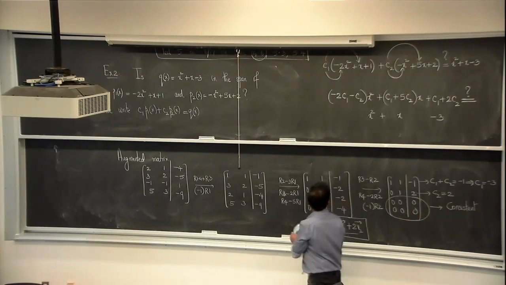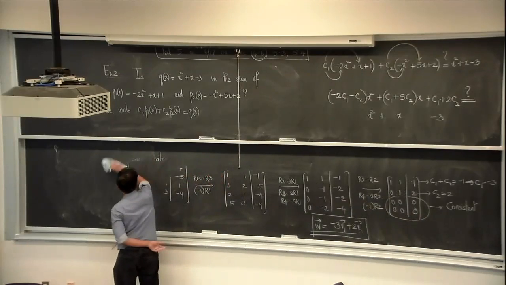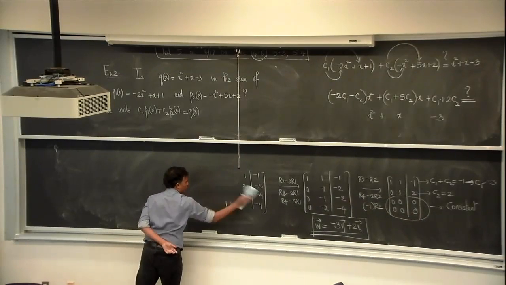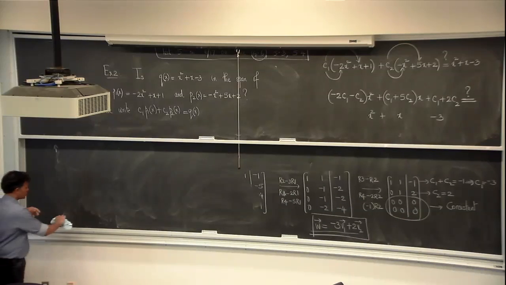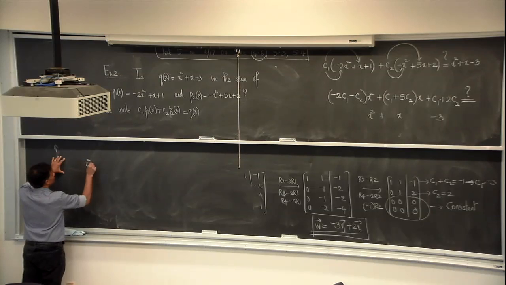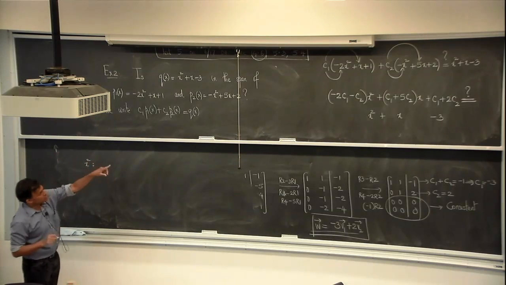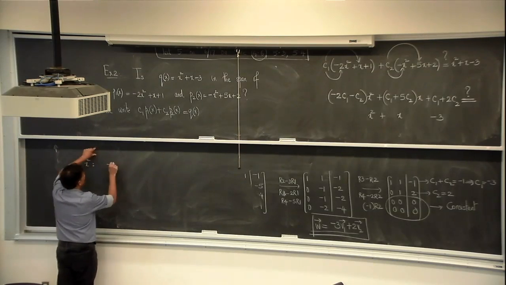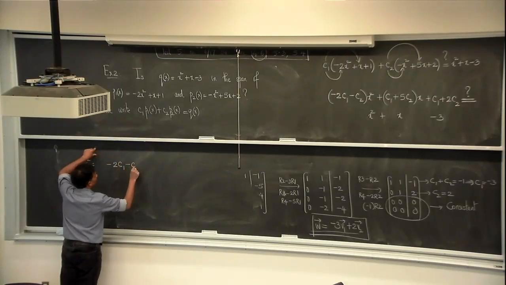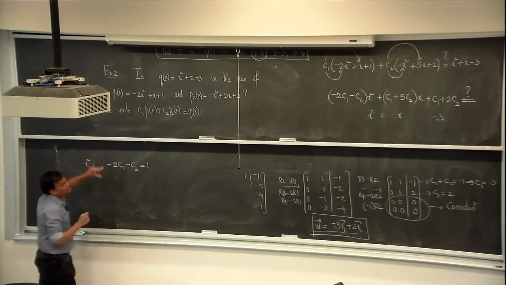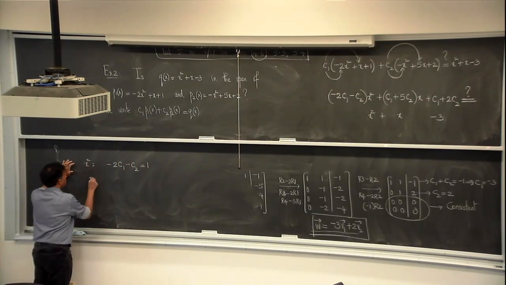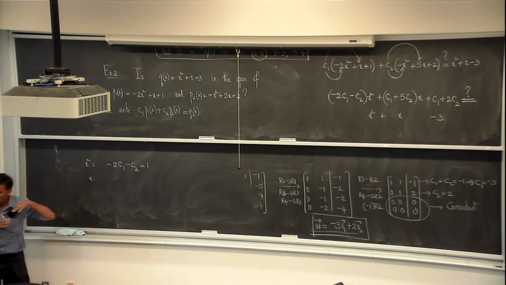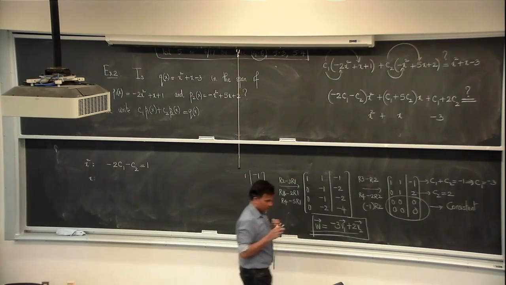All right. If you compare the coefficients of both sides, the like terms, you'll get three equations. The coefficients of x squared will give you negative 2C1 minus C2 equal to 1. The coefficients of x will give you, oops. Let me just write the other equations.